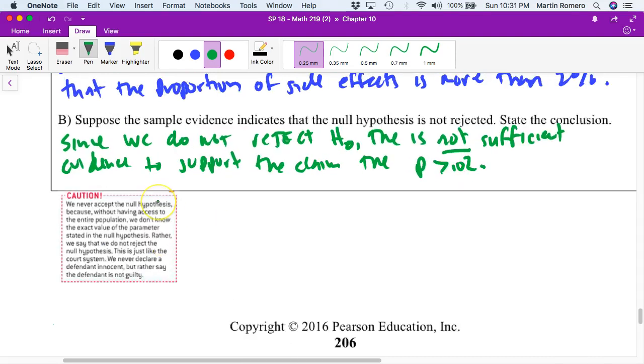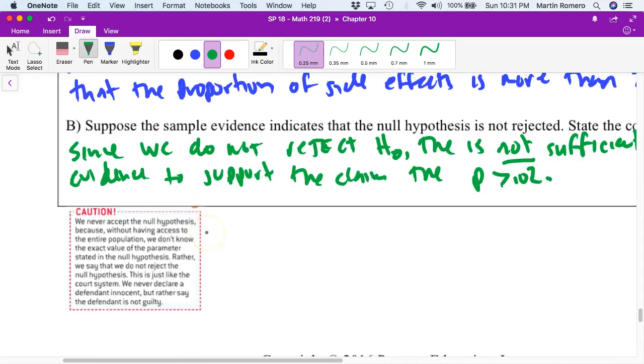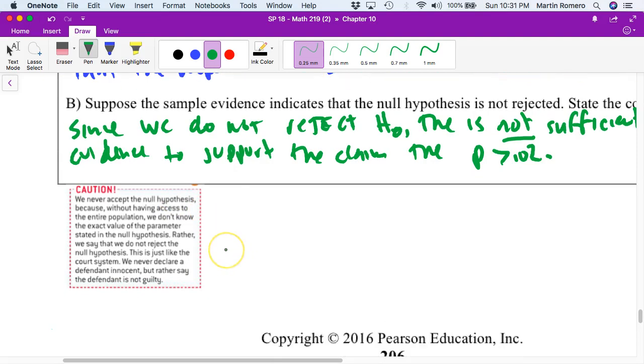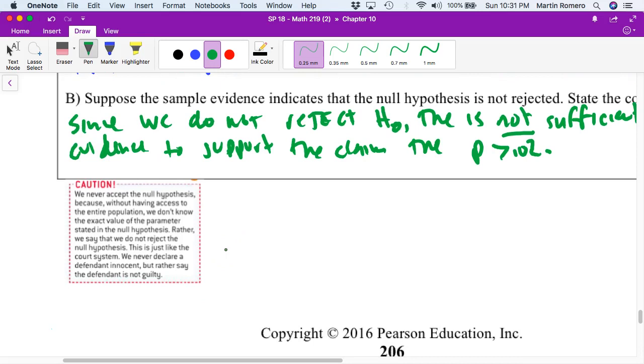And so that's it. Make sure you read this caution here. We never accept the null hypothesis, but without having access to the entire population, we don't know the value of the parameter exactly. Rather, we say we do not reject the null hypothesis. Again, it's just like a court system. That's it.